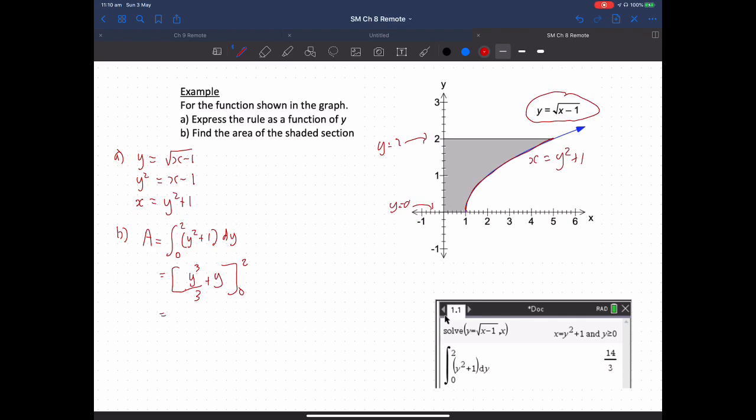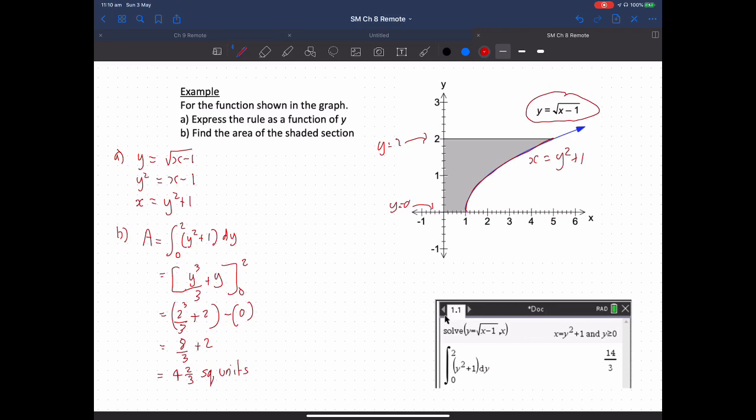Substituting in 2 for y, we get 2 cubed on 3 plus 2, minus, substituting 0 into y cubed on 3, we get 0. Substitute in 0 for y, we get 0. So we're going to have 8 on 3 plus 2. 8 on 3 plus 2 is 4 2/3 square units. That is our exact answer.